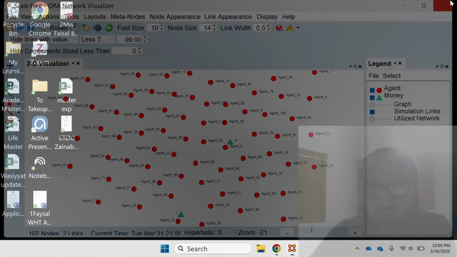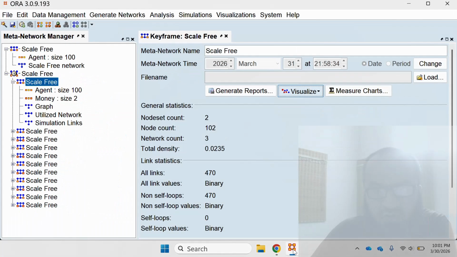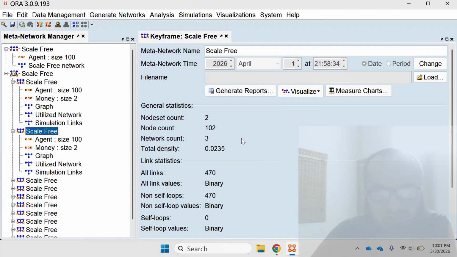But if you close it and visualize the second one, which is on 1st April, what happens on 1st April?